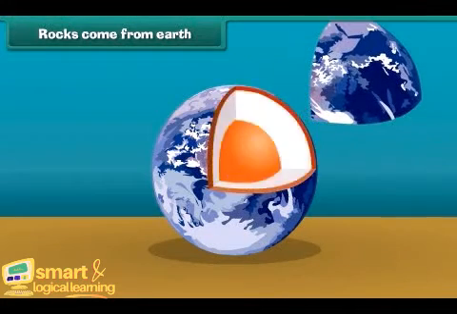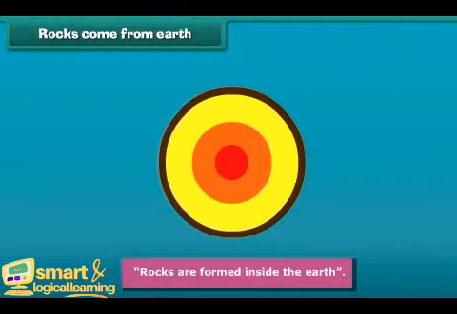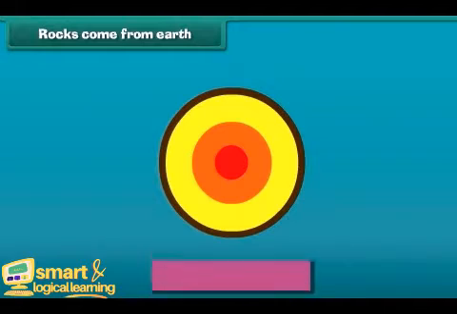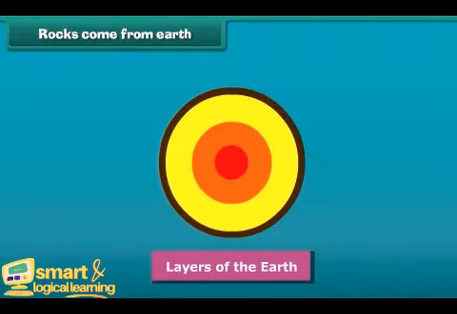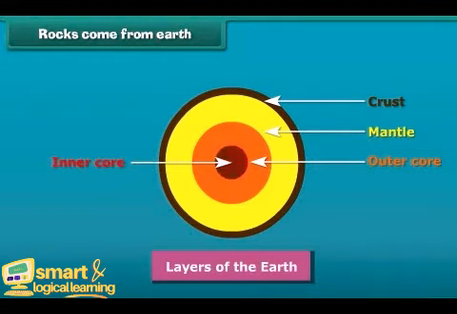All rocks come from earth, and all the three layers of earth are made up of rocks. So we can say that rocks are formed inside the earth. The outermost layer of the earth is called the crust, which is formed by solid rocks and soil. The middle and innermost layers are known as the mantle and the core respectively. The mantle and outer core are very hot due to high temperature, so rocks are found beneath in melted form. In the inner core, rocks are solid due to high pressure.